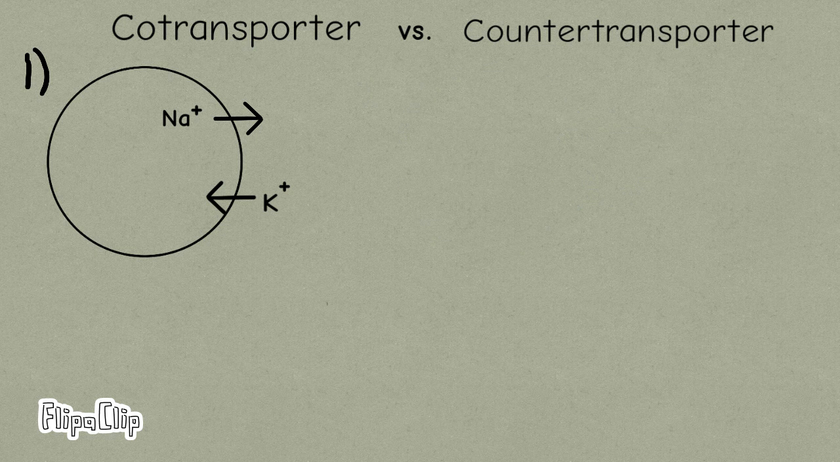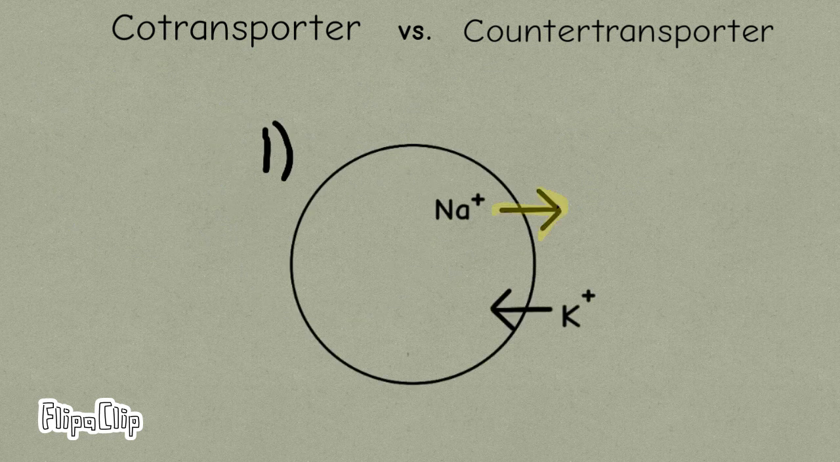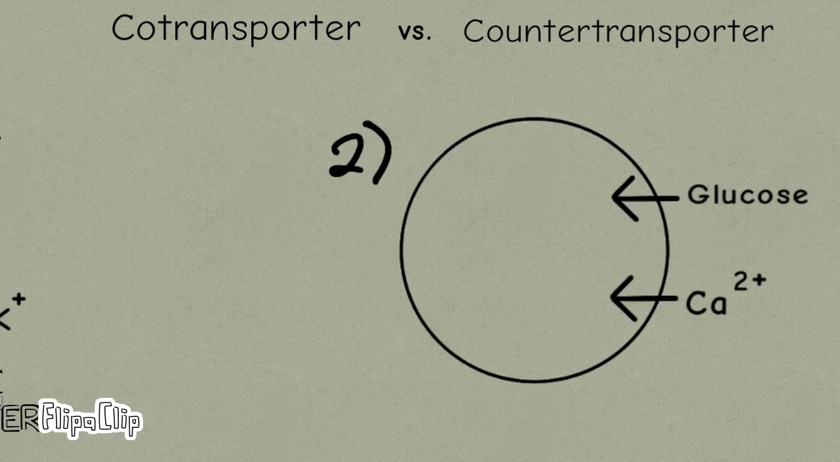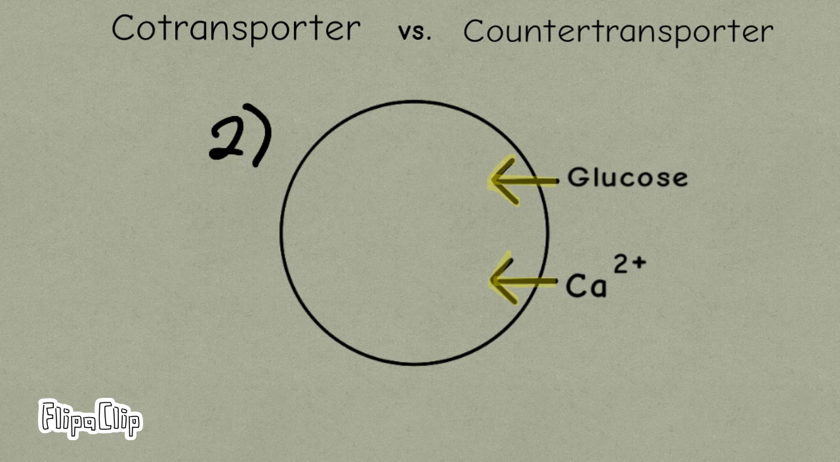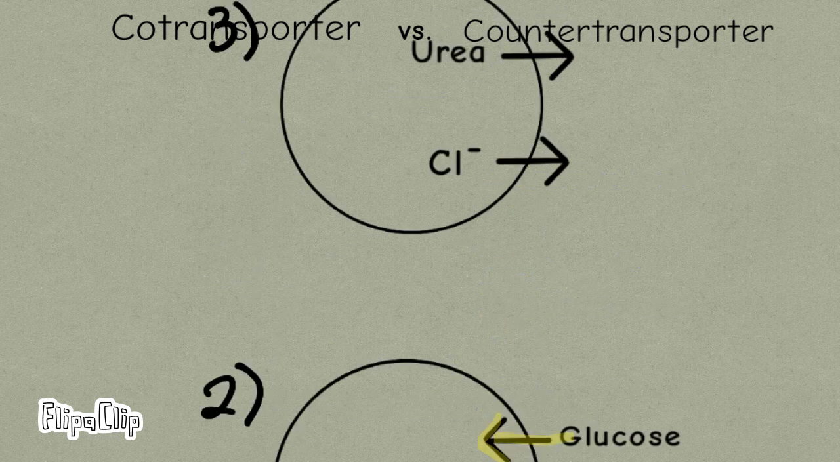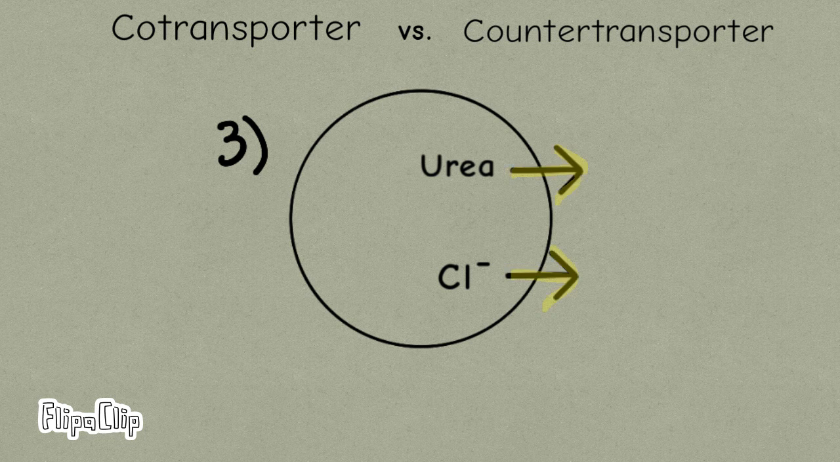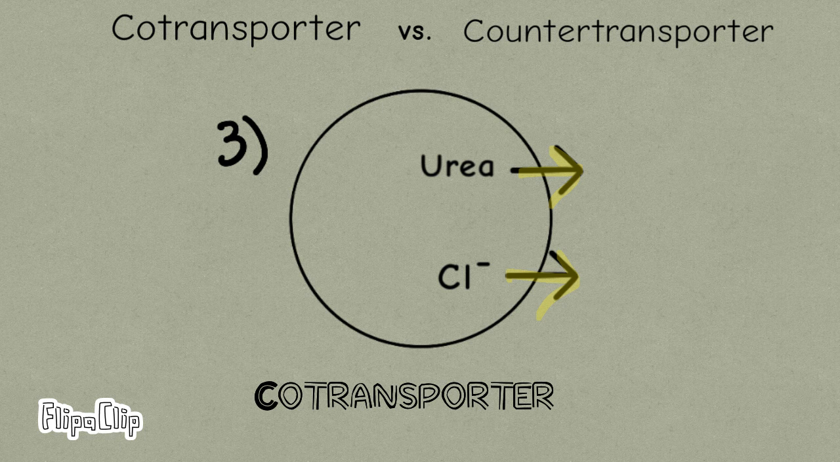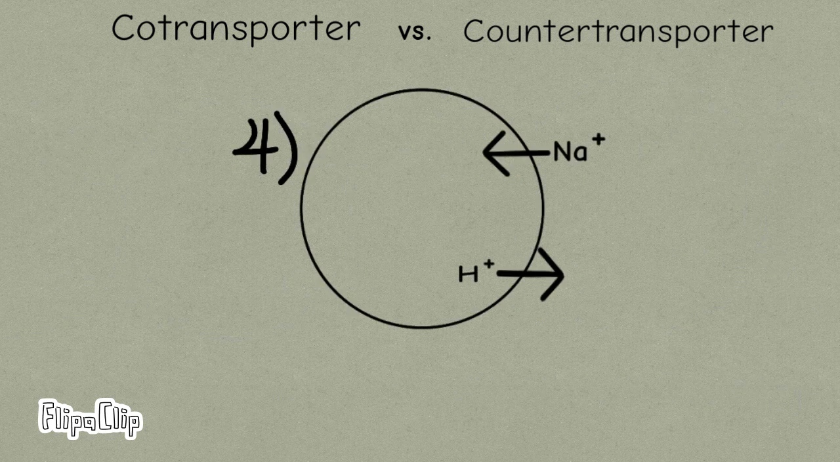Number 1, sodium fluxes outward while potassium fluxes inward. This would make this a countertransporter. 2. Glucose and calcium both flux inward, which makes this a cotransporter. Number 3. Urea and chlorine both have an outward flux. This would also make this a cotransporter. Number 4. Sodium has an inward flux, whereas hydrogen has an outward flux. This opposite direction of flux makes this a countertransporter.